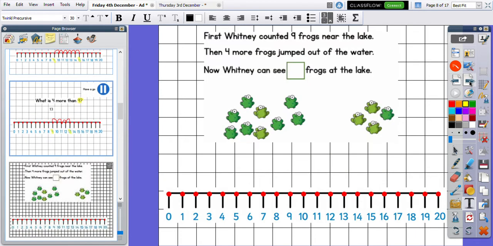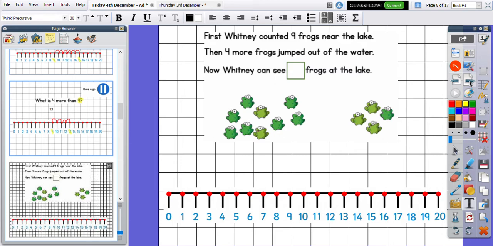Fantastic. Okay. Now, this is where it becomes slightly trickier, because these are now word problems. So we need to read the question first before we can understand what we need to do. So it says, first, Whitney counted 9 frogs near the lake. Then 4 more frogs jumped out of the water. Now Whitney can see how many frogs at the lake.